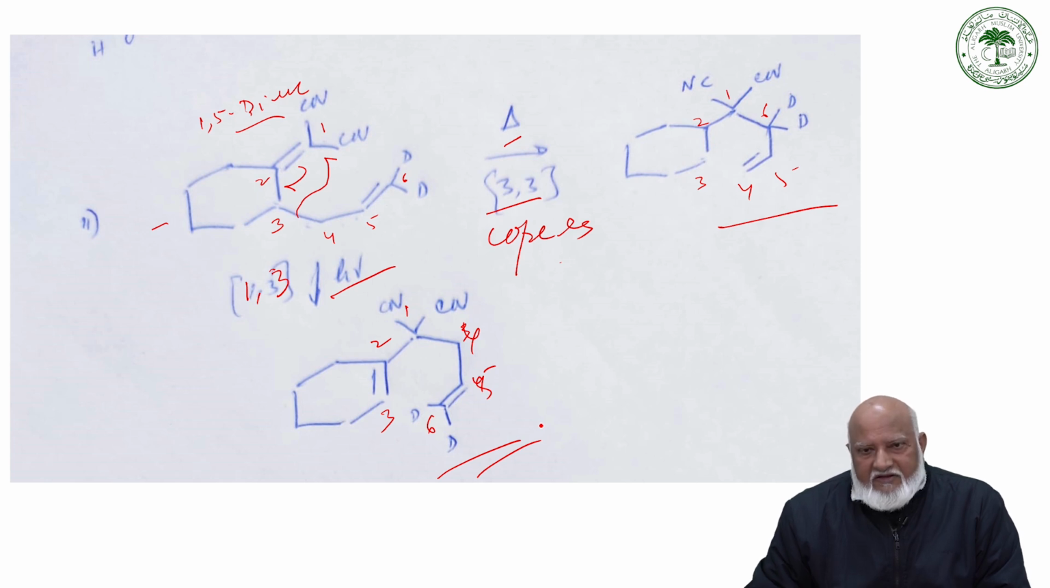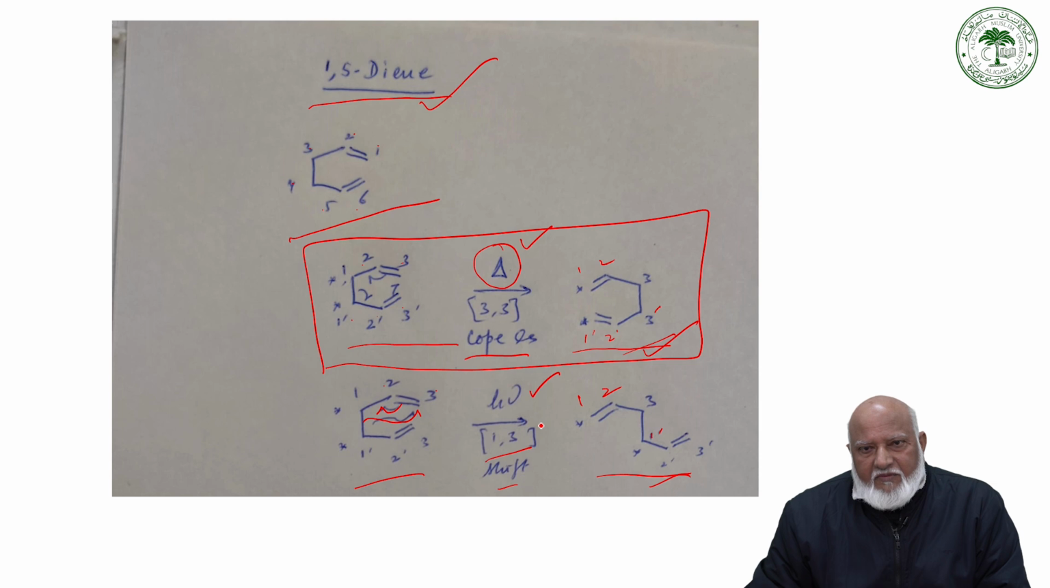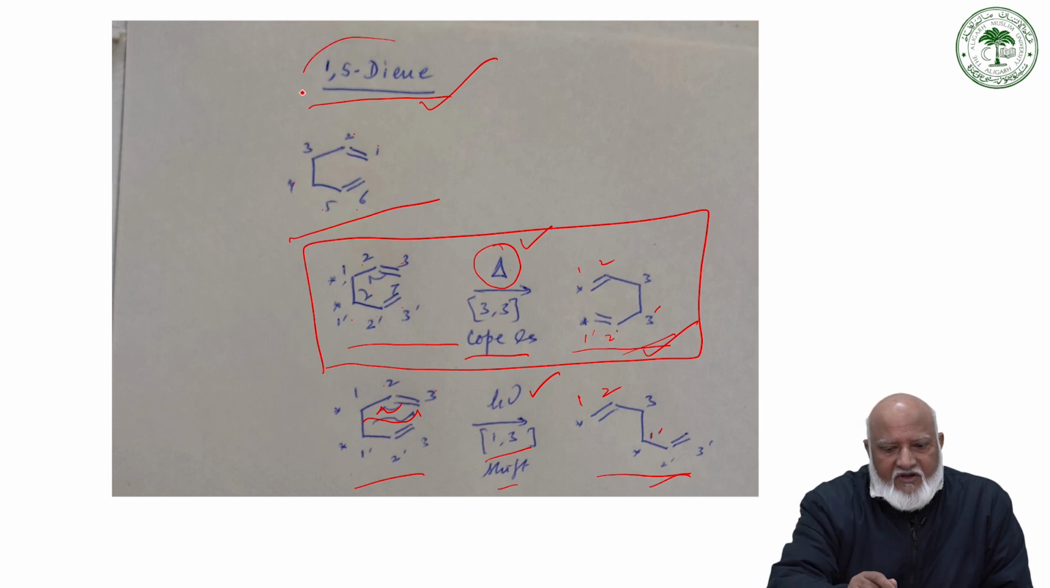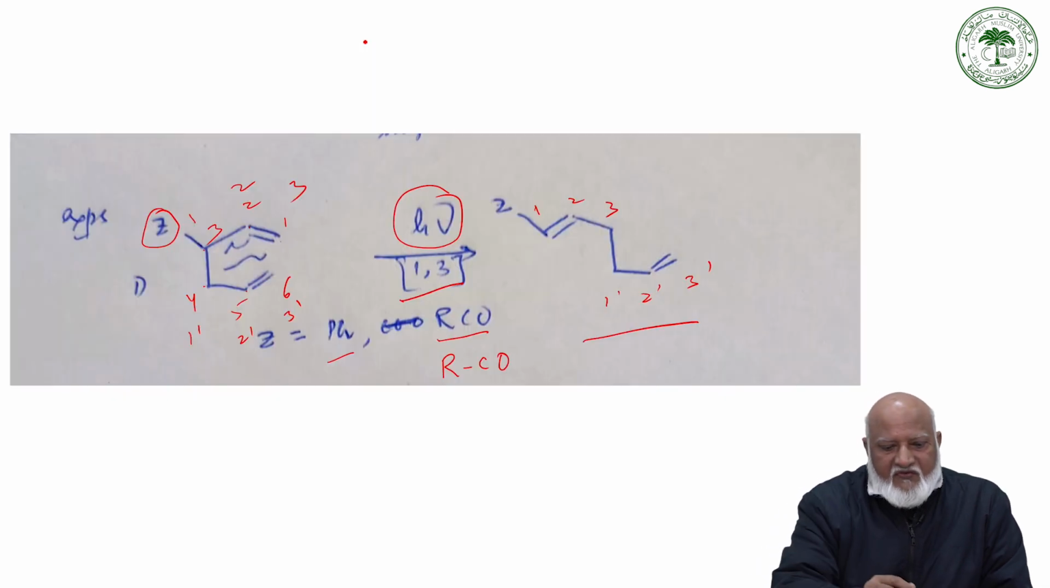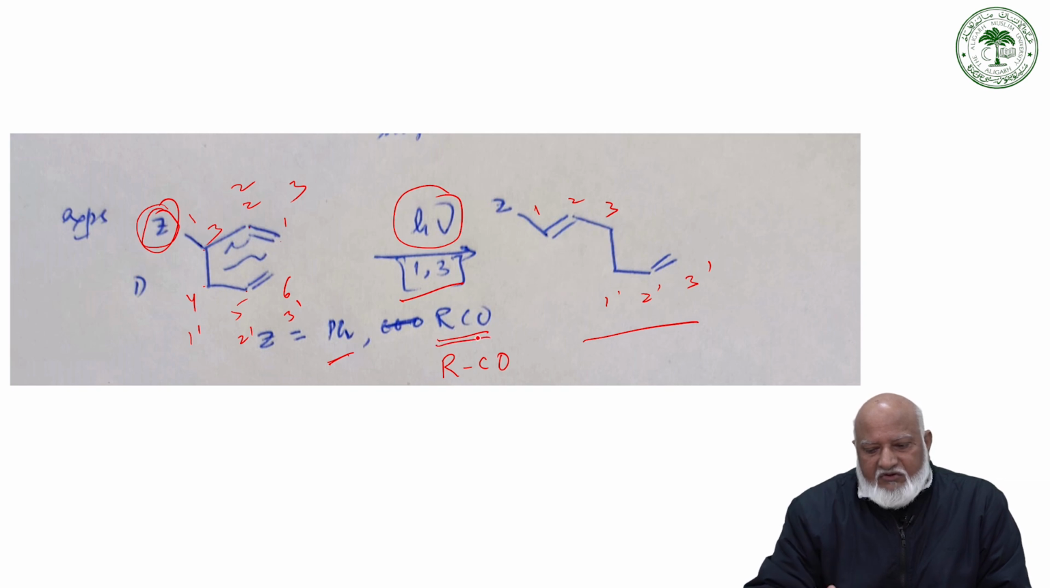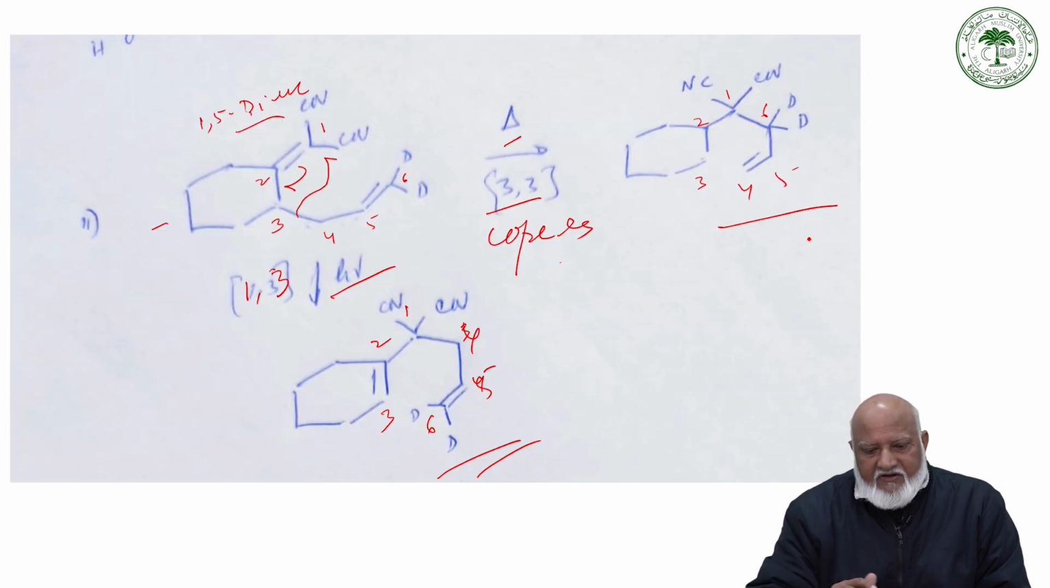So these are a few examples of, essentially, photochemistry where a 1,5-diene undergoes 1,3 sigmatropic shift under photolytic condition. These are the two examples where Z is the substituent, a phenyl and RCO, and it gives this as the product. Another example is this one where there is a cyclohexyl group as part of this 1,5-diene. So this is the product.